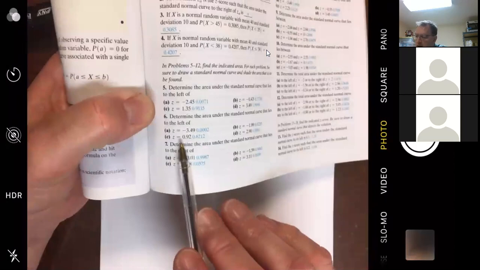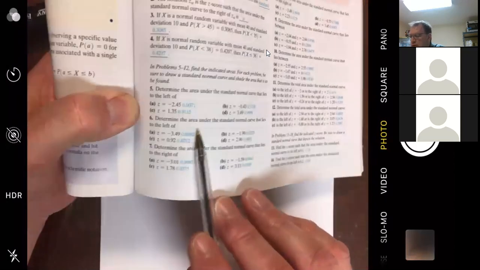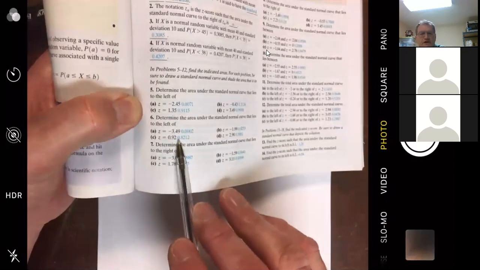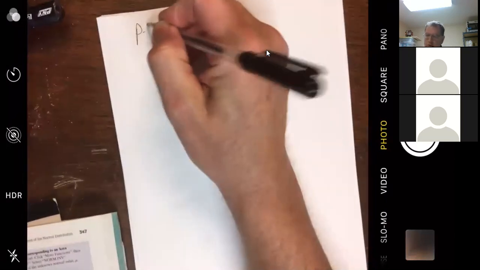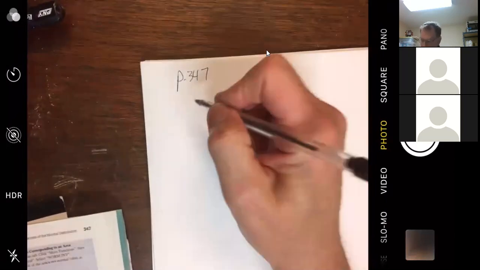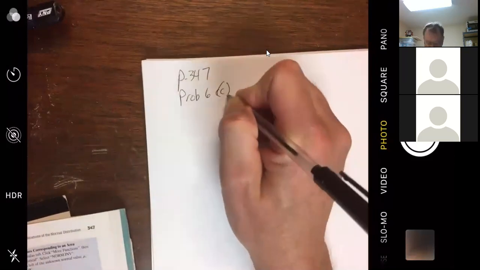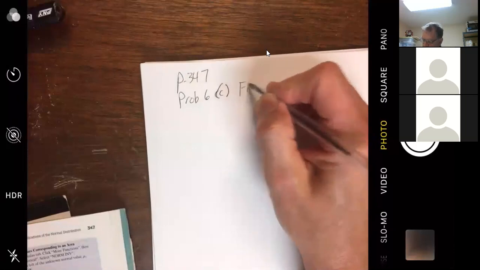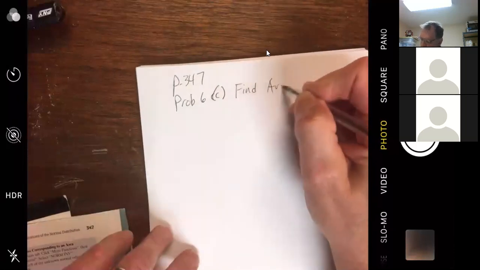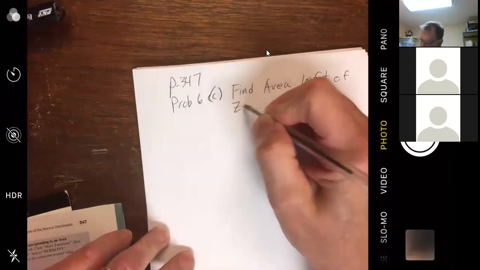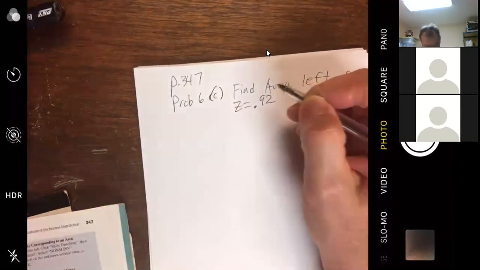I'm sorry, C. 6C, find the area that lies left of Z equals 0.92.